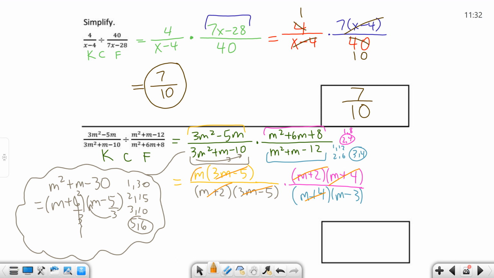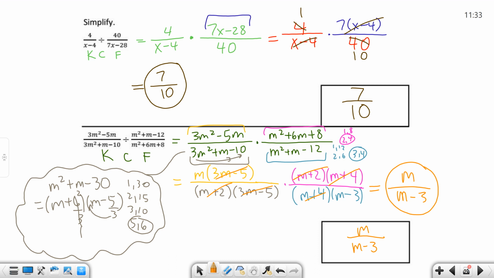So what's left over? I have an m and I have an m minus 3. So the m is in the top, the numerator, and the m minus 3 is in the bottom, the denominator, right? So there's my final answer. Can I cross those m's out? Nope, m minus 3 is 2 terms. You cannot divide a single term out of 2 terms. So m over m minus 3 is my final answer. Okay? M over m minus 3 is my final answer there.